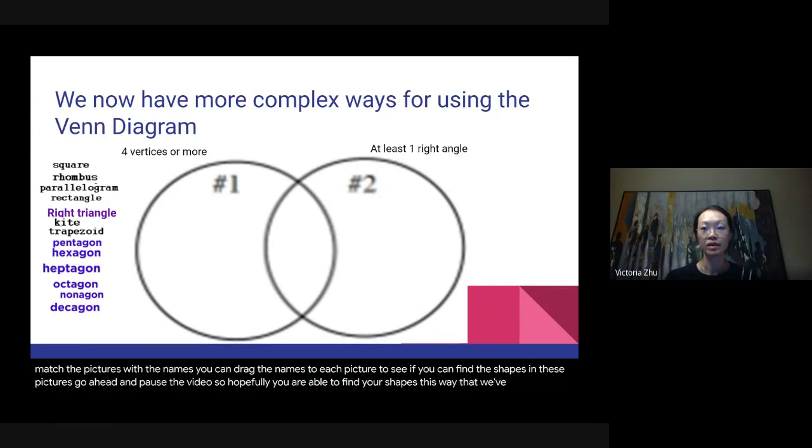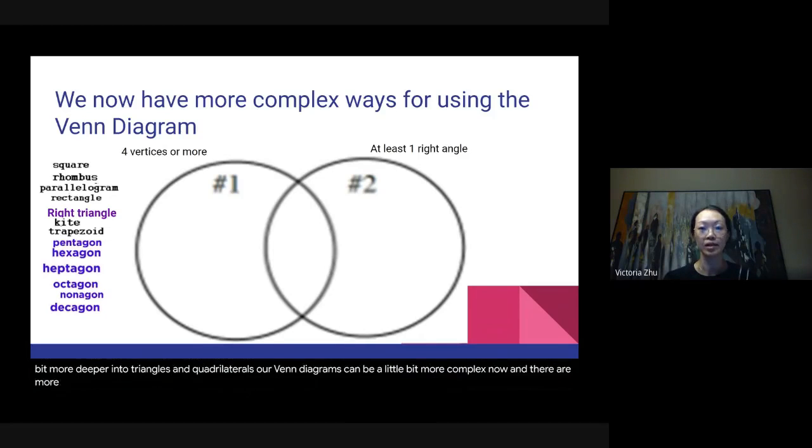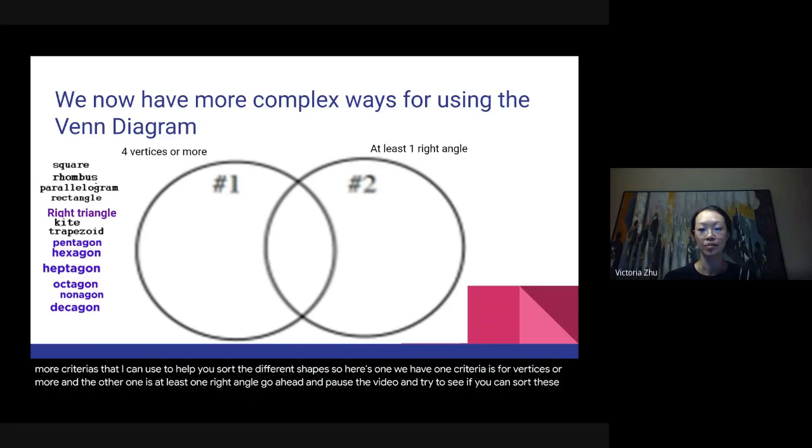Now that we've looked a little bit more deeply into triangles and quadrilaterals, our Venn diagrams can be a little bit more complex now. And there are more criteria that I can use to help you sort the different shapes. So here's one. One criteria is 4 vertices or more, and the other one is at least one right angle. Go ahead and pause the video and try to see if you can sort these shapes into the right places. There might be ones that don't belong in there at all.